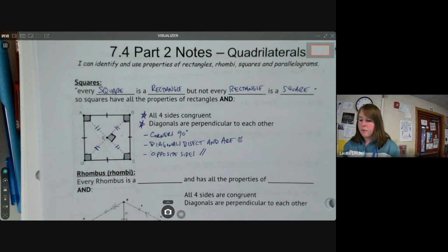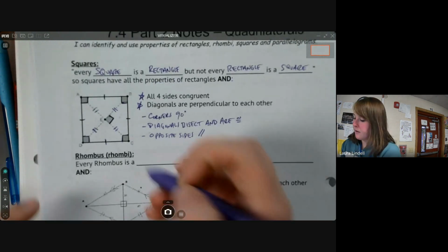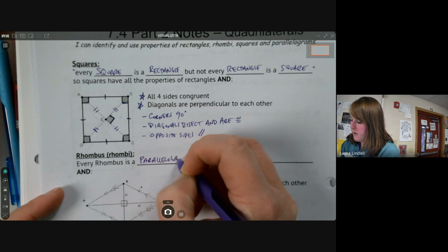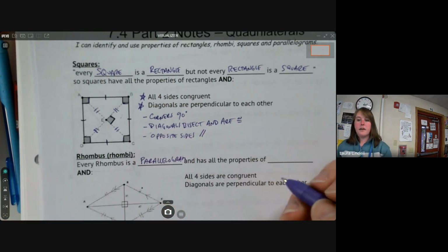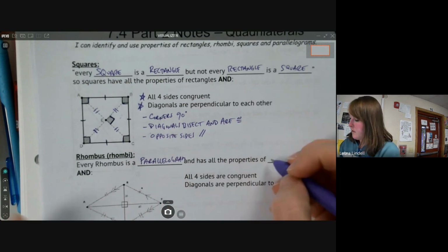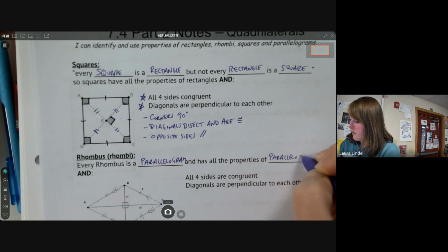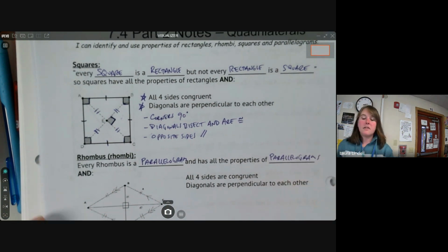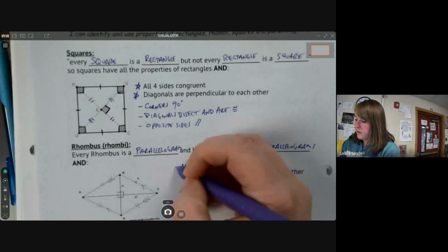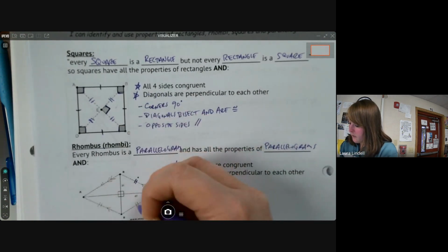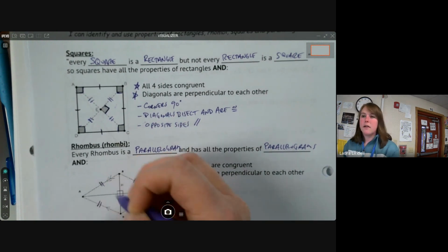Another set of properties for the rhombus now. Every rhombus is a parallelogram and has all the properties of parallelograms, kind of like rectangles, but plus a few extra properties. So the extra properties. First one is that all four sides are congruent, just like on a square. So we know that all four sides are congruent to each other.